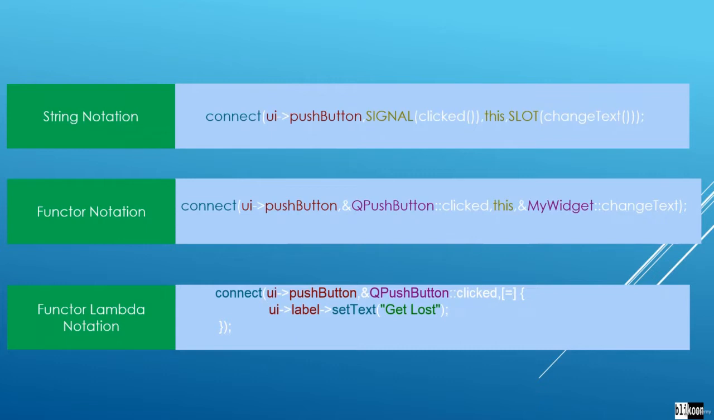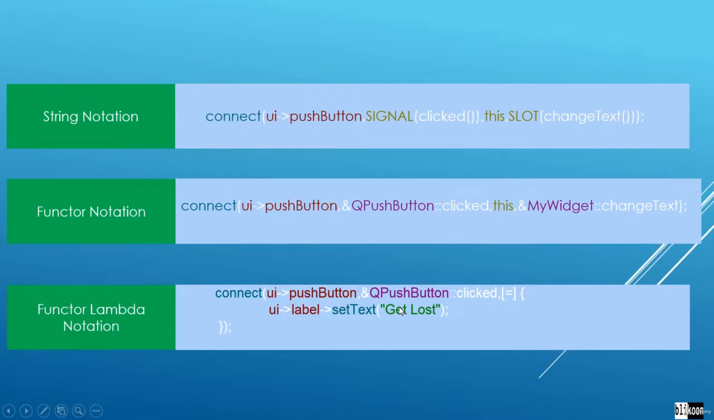The other notation is also a functor notation, but this one is going to use lambdas. By now you are familiar with lambdas and how they work. For the slot, you specify a lambda function that can be called right away when this signal is emitted. I don't expect you to understand this fully by now. I just want you to know the different notations that are available when you are working with signals and slots in Qt.